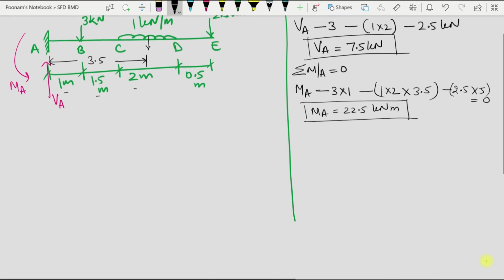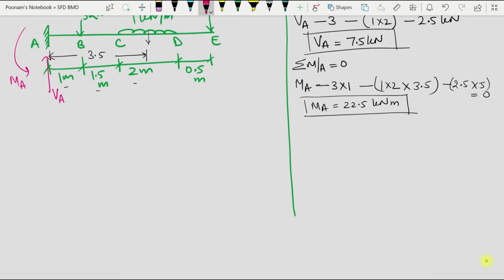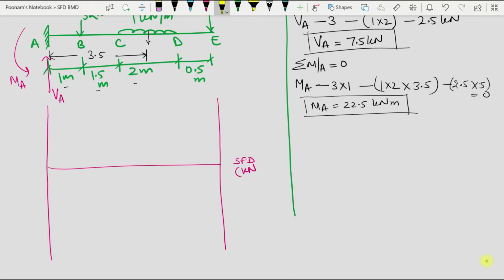Now we can start plotting the shear force and bending moment diagram. I will plot my shear force diagram here, and the units of shear force diagram will be kilonewton. Now since this is a cantilever beam, shear force diagram will be positive throughout and will be plotted upward, and I can plot my bending moment diagram also at the same time. The bending moment diagram can be plotted here and its units are kilonewton meter.